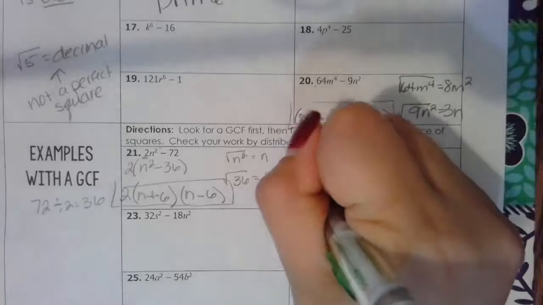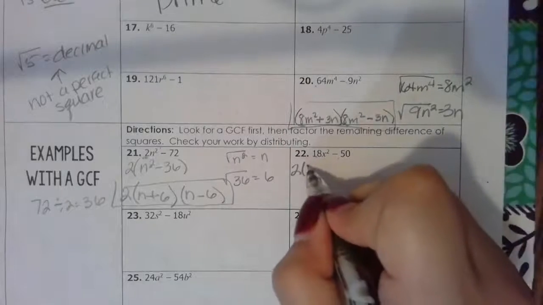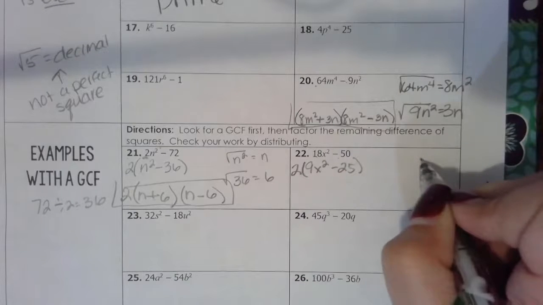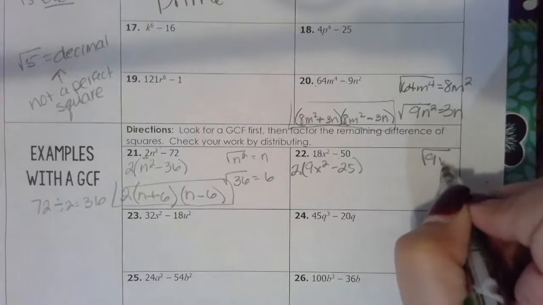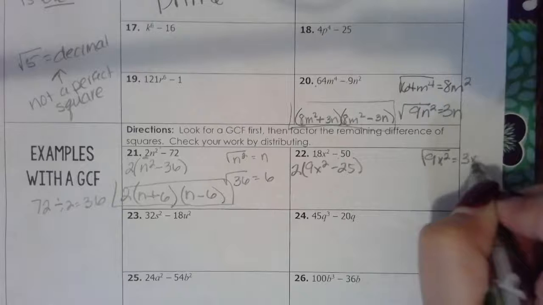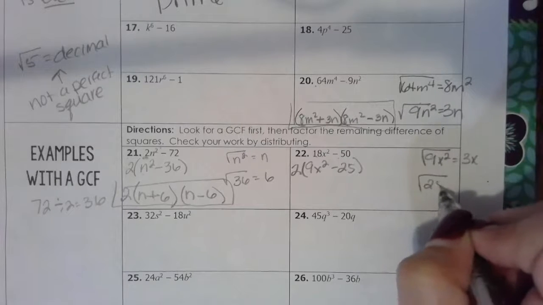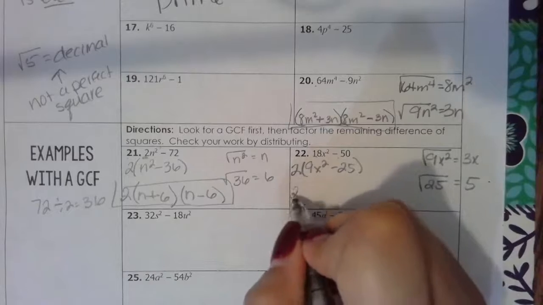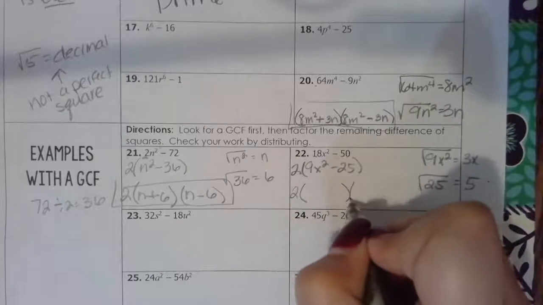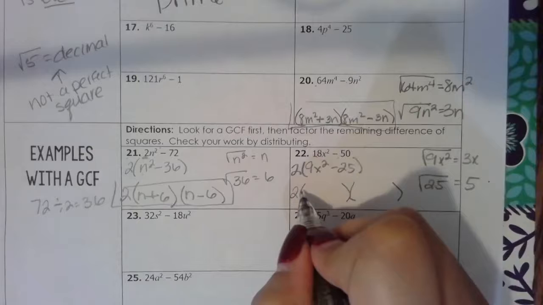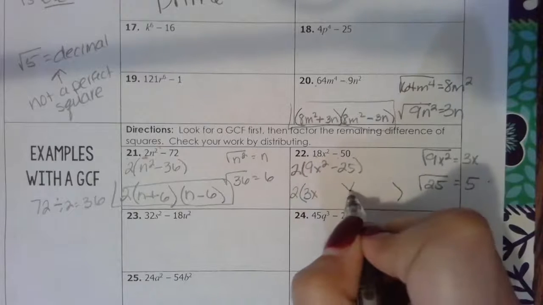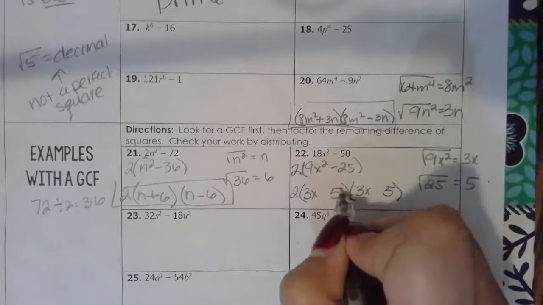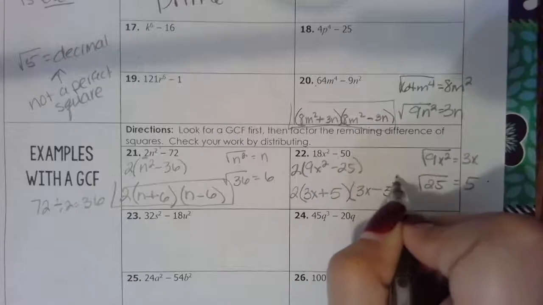So go ahead and start by taking out a 2. You would get 9x squared minus 25. Then find the square root of 9x squared, which would give you 3x. And the square root of 25 would give you 5. So you took out a 2, so leave that outside of the brackets, or your parentheses in this case. And then 3x came first, so go ahead and write 3x first. 5 came second, so write 5 on the right. And addition and subtraction.